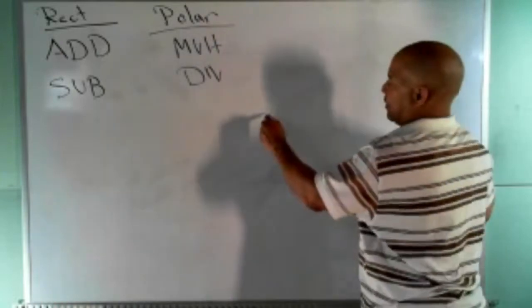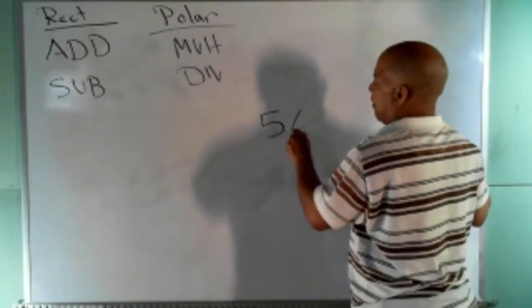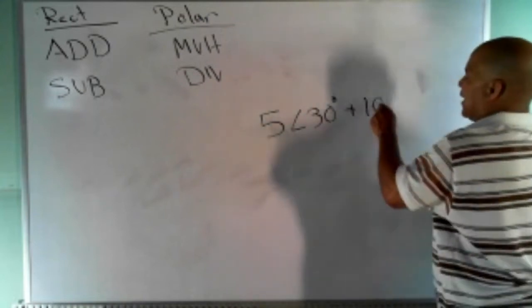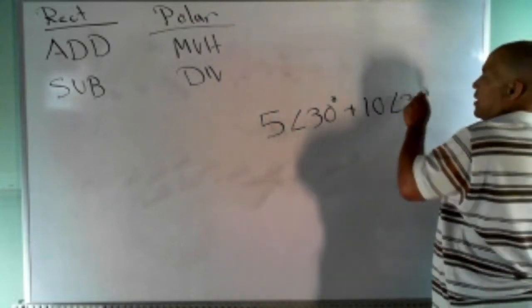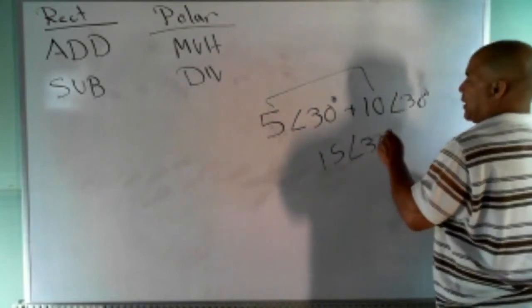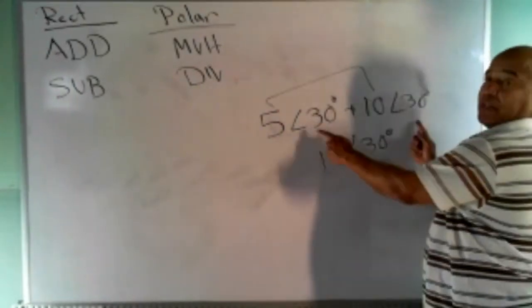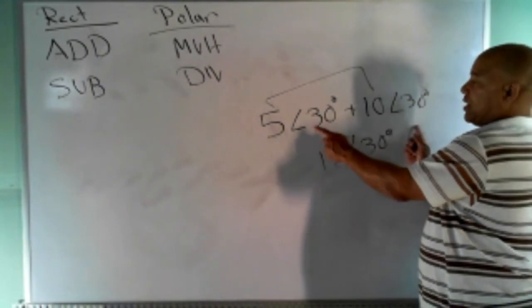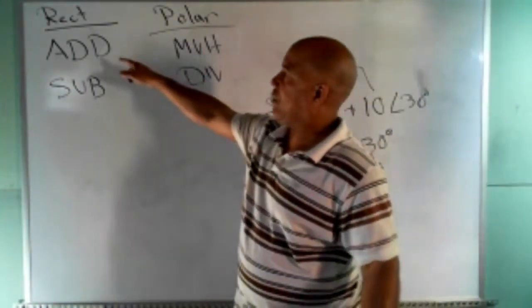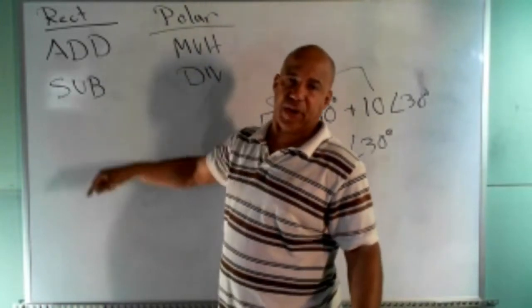I'm saying if I had 5 at an angle of 30 degrees plus 10 at an angle of 30 degrees, I can just add these two, I get 15 at an angle of 30 degrees. But that only works because my angles are the same. Usually these will be different. So if these are different, it's hard to add that way. What you got to do is put it in rectangular form and do your addition or subtraction.